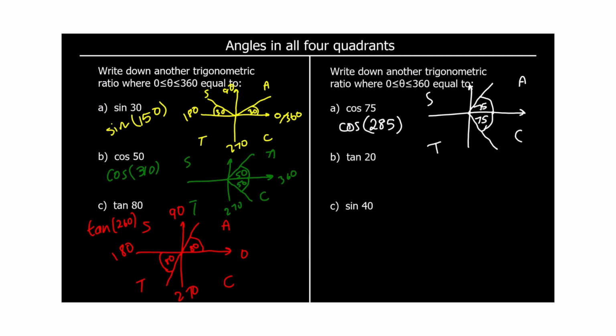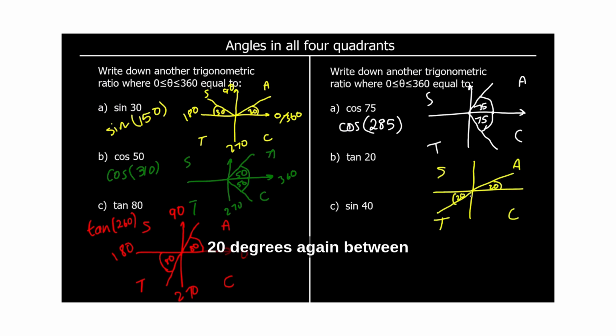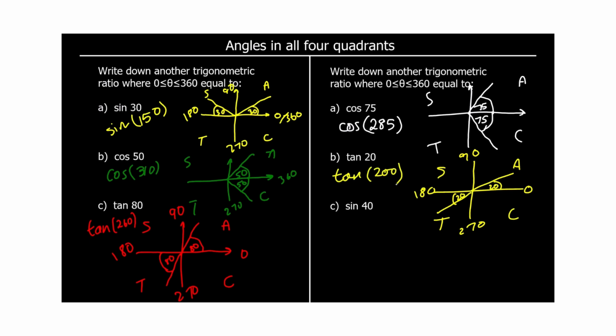Tan 20. So 20 degrees. 20 degrees again between 180 and 270, where tan is positive again. 180 plus 20 is 200 degrees. And sine 40. So 40 degrees. Sine's positive again between 90 and 180. 180 take away 40 is 140 degrees.